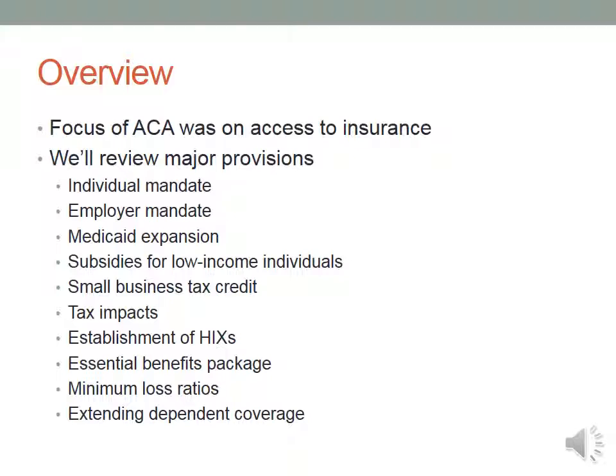The major provisions are the individual mandate, the employer mandate, the expansion of Medicaid, and the subsidies for the low-income individuals. Those are the big four that you hear about the most. Then there's a small business tax credit. We'll summarize some other tax implications that happened through the ACA. We'll talk about the establishment of the health insurance exchanges. That HIX is an abbreviation I use for health insurance exchange. We'll talk about the essential benefits package. We'll talk about minimum loss ratios and extending dependent coverage.